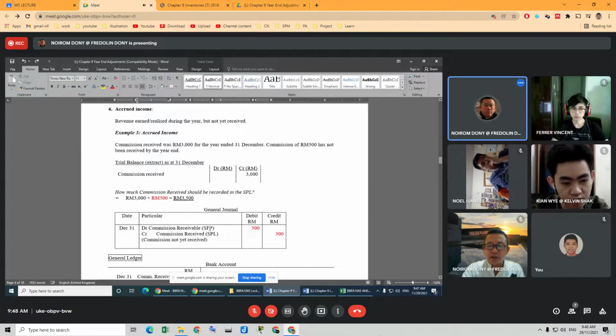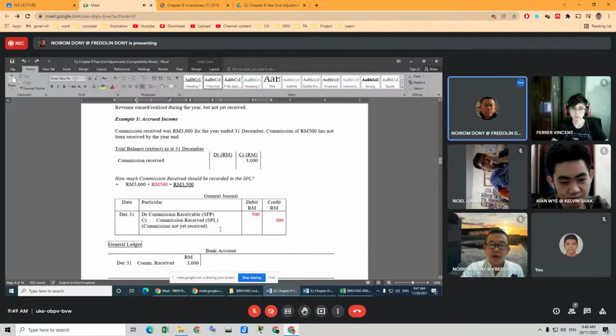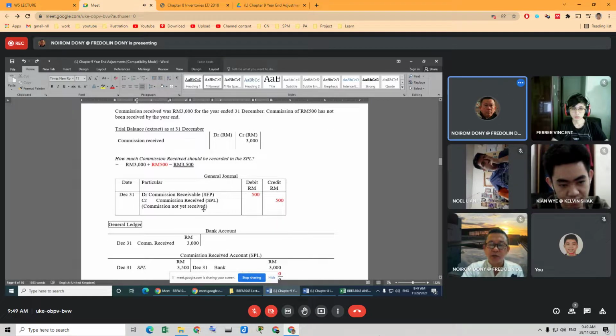Right. So this one, SFP, SPL, you don't have to write, but this is only giving you the guidance. So commission received, you need to close off because it is a statement of profit or loss item. What about SOFP? Okay, this one we have to balance off because this is statement of financial position item. Okay, and you put the narrative commission not yet received, or accrued commission.